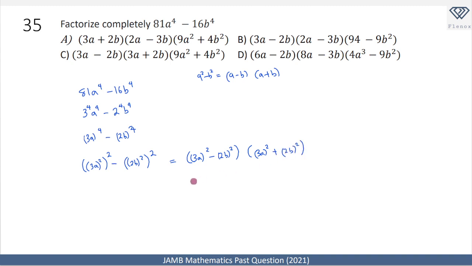Again, if you look at this carefully, this also is like a difference of two squares, and now we have our squares, so we can simplify this also. So this is going to be what? 3a minus 2b and 3a plus 2b. Now I can expand this final term that I have over here. Now 3 squared is 9, so this is going to be the same thing as saying 9a squared plus 2 squared is what? 4, so that's 4b squared. So this is the factorization of that expression: (3a minus 2b)(3a plus 2b)(9a squared plus 4b squared). And that makes option C the correct option to this.